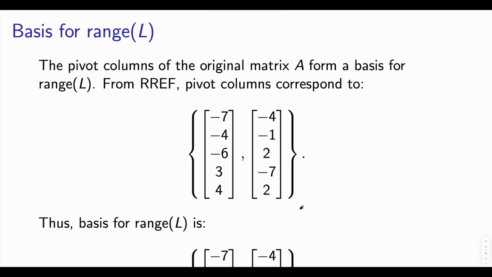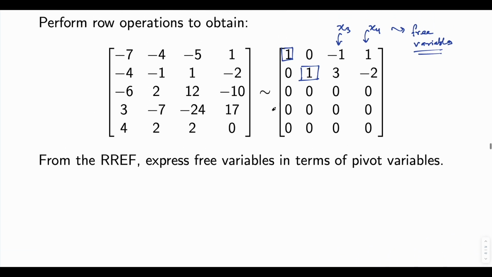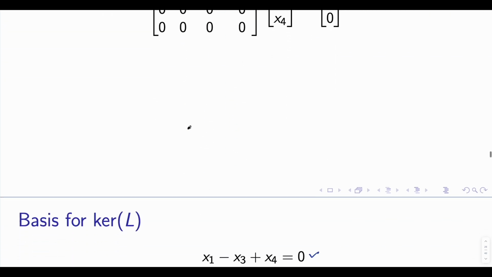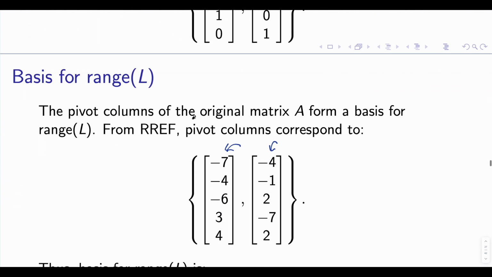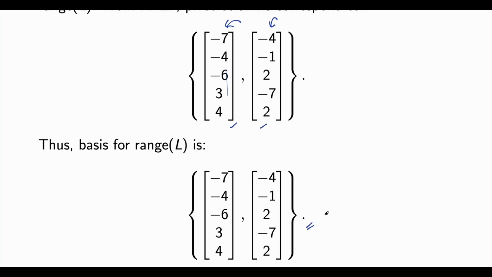Similarly, finding the range. How many pivot columns are we going to get? Corresponding to those columns, retrieve the columns of the original matrix. If you see, after RREF we got two pivot columns, right? And retrieve those original columns from the matrix. That will be your basis for the range of L. So the pivot columns will give you two vectors, right? So these two are the basis for the range.